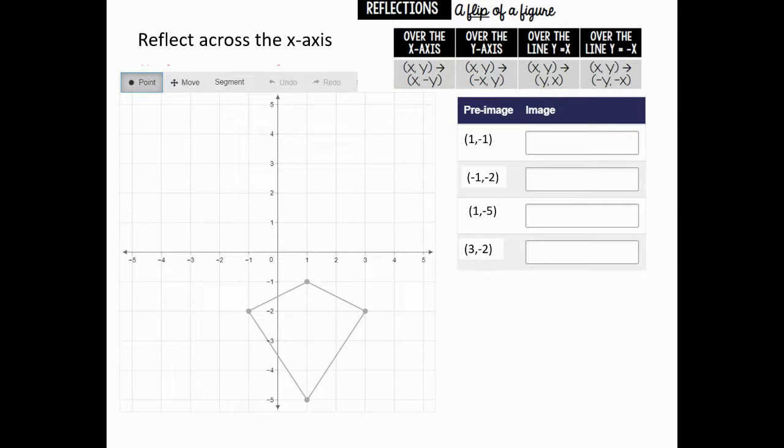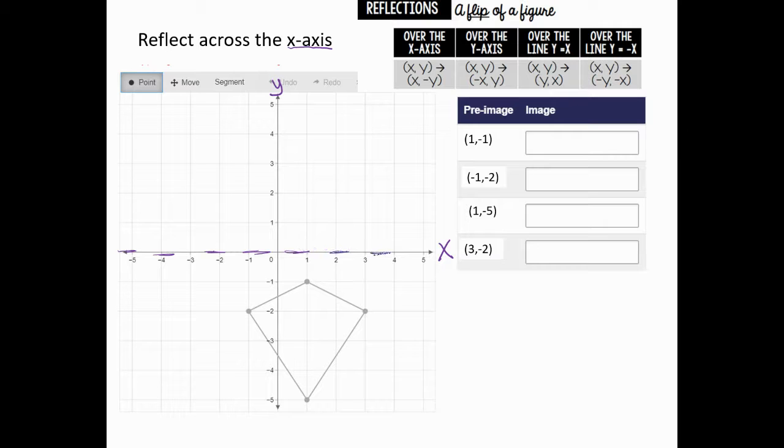All right, so here's the next one, and it says we're going to take this figure and we're going to reflect it across the x-axis. So the first thing you need to know is which one is the x-axis. Make sure you read the directions so you know which one you need to reflect over. All right, so we know this is the x-axis. Remember, this one is always the y, that one's always the x. So this is going to be your line of reflection.